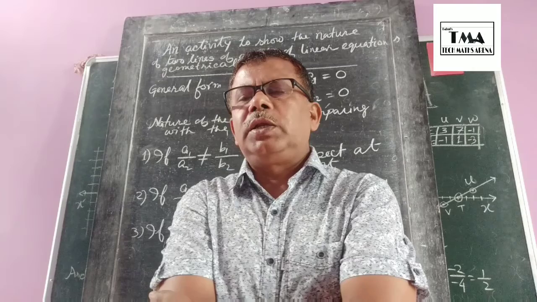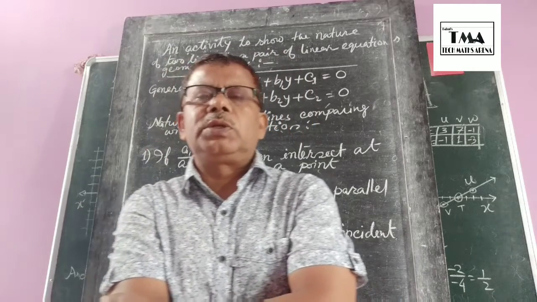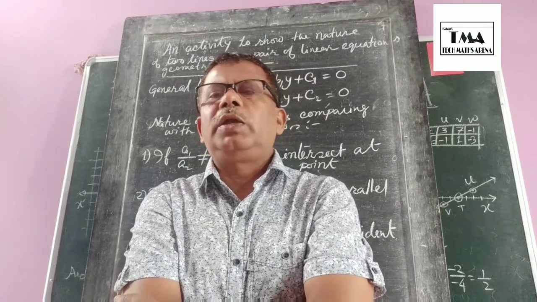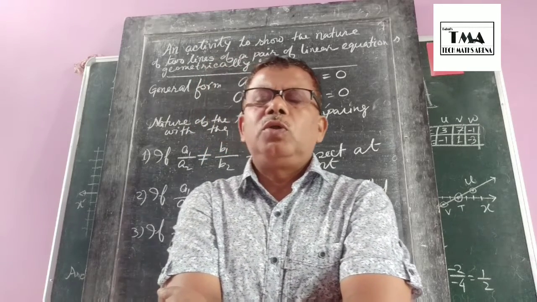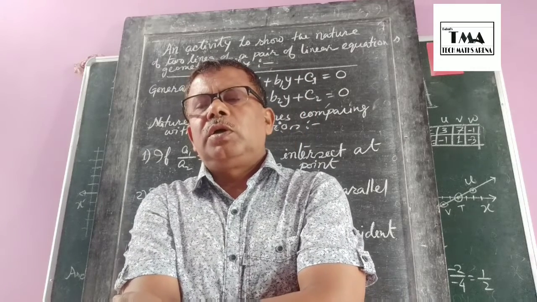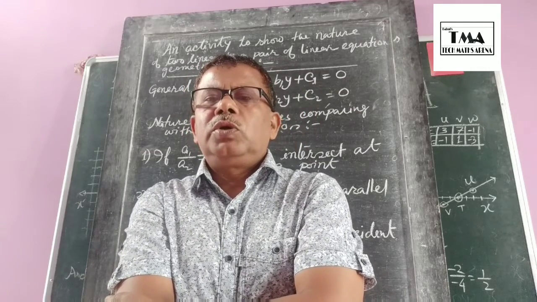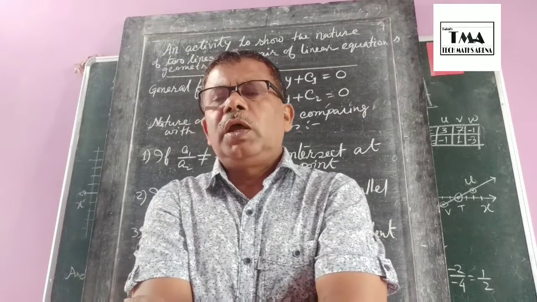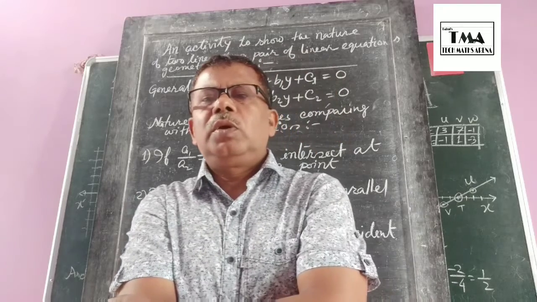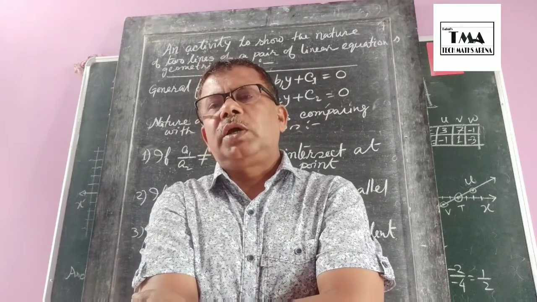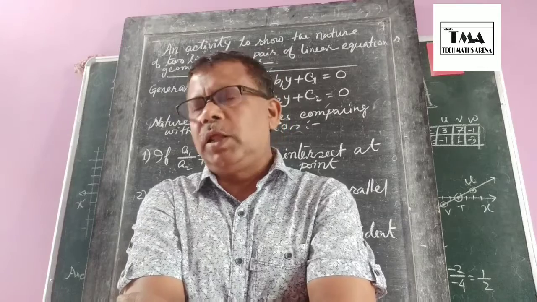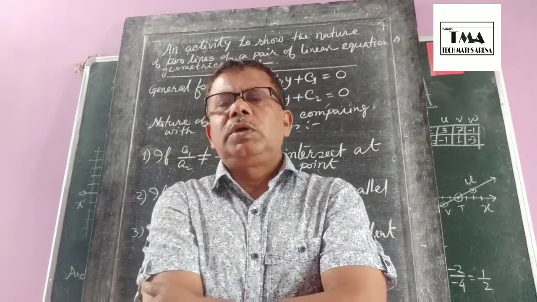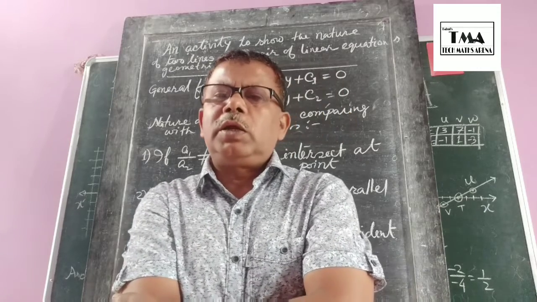We have studied in class 9 that the geometrical or graphical representation of a linear equation in two variables is a straight line. Now, what will the two lines we get from a pair of linear equations look like? There may be three possibilities. The two lines can intersect at a point, the two lines can be parallel, or the two lines can be coincident, that is, one is on another line.